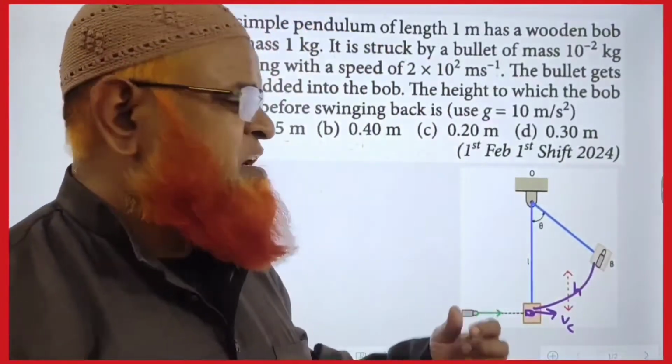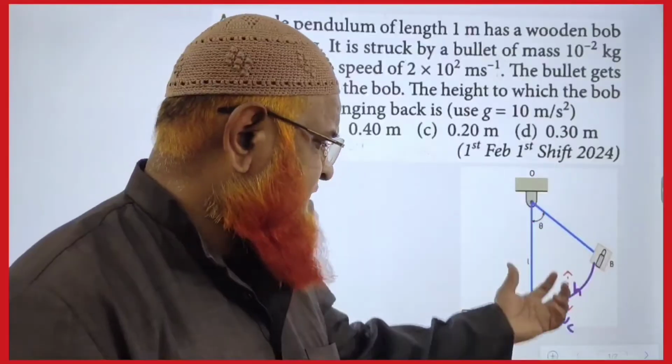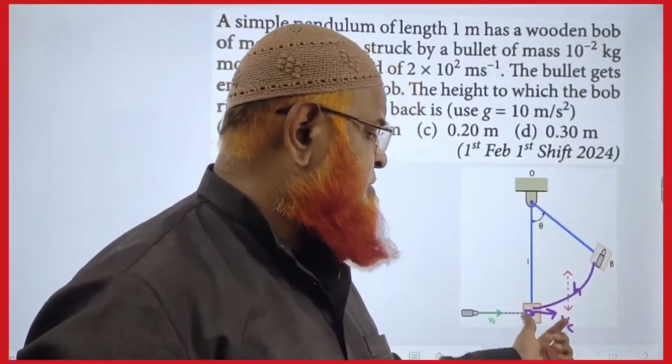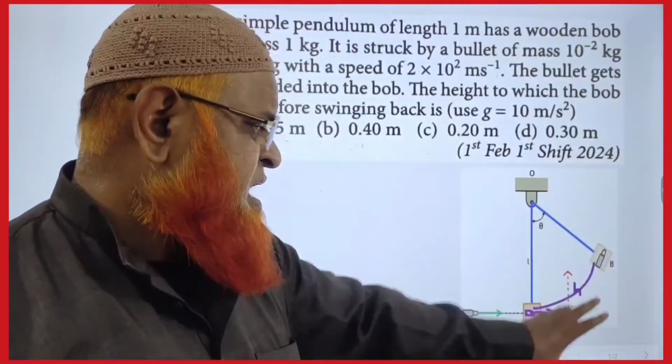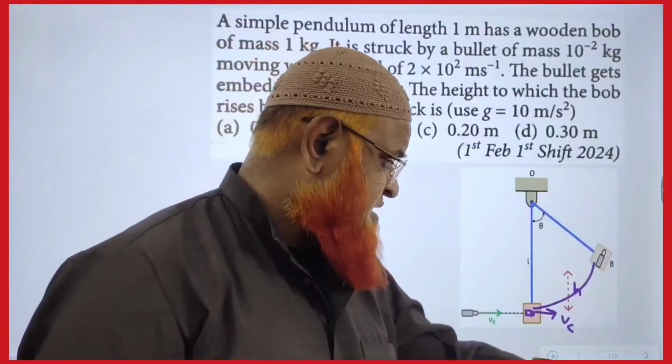My dear students, let me discuss the concept of ballistic pendulum. What is the meaning of ballistic pendulum? A wooden block is hanging. A bullet enters into the wooden block and both combined together move with a common velocity, rising to a certain height h. And we are asked to find out what is that height h. What is the concept behind this? Let me discuss one by one.